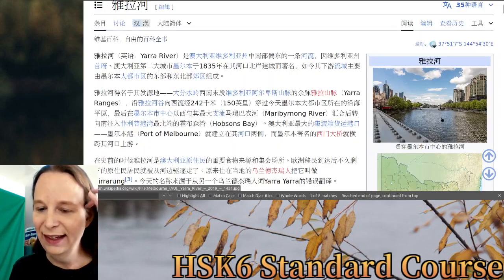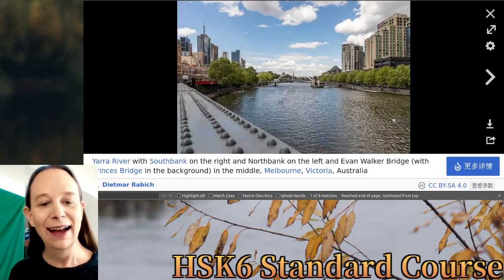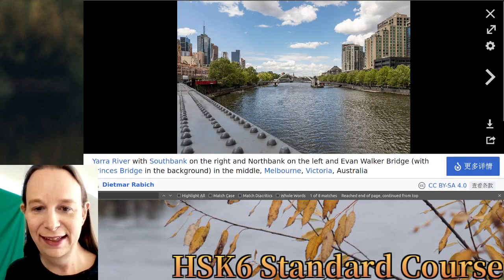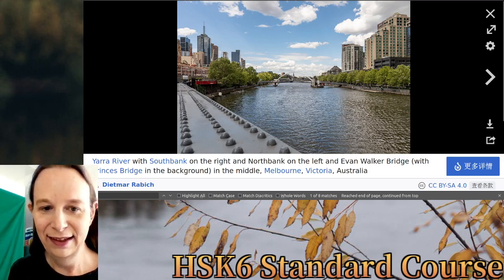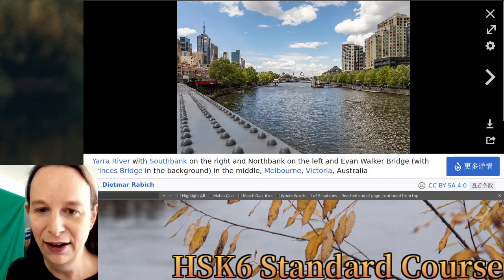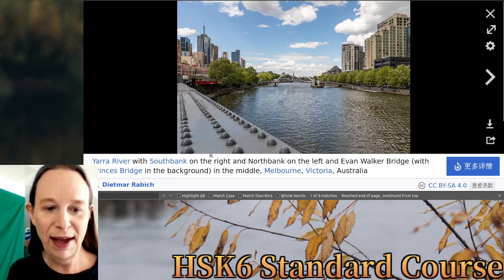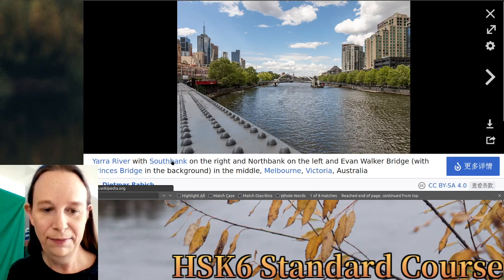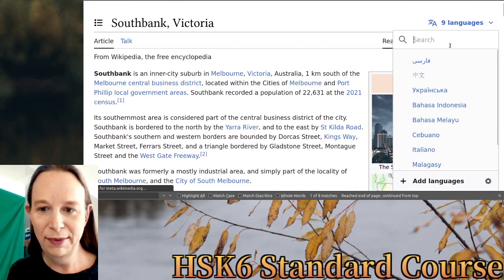Yeah, so this is it. This isn't the best photo of all time, but alright. This is the city. So I guess this development area is He Pan, and this little strip here counts as He Pan. South Bank. Well, if I click that, it's also the name of a suburb. That's an issue.